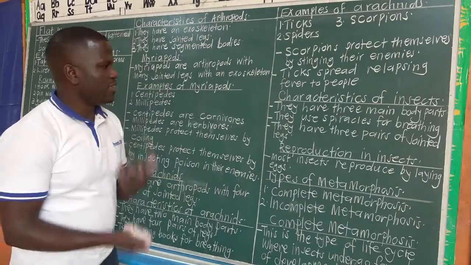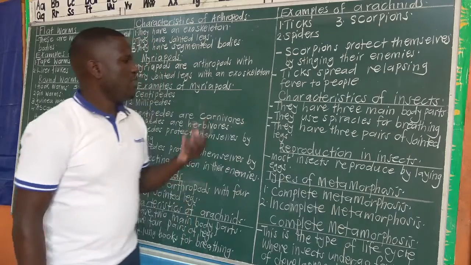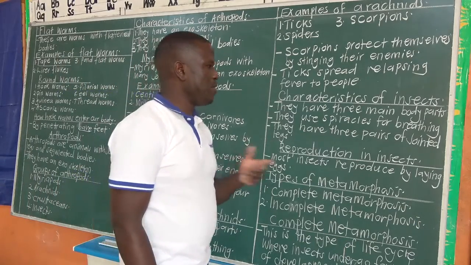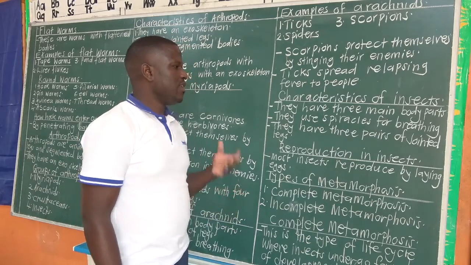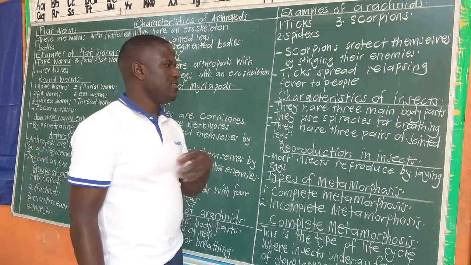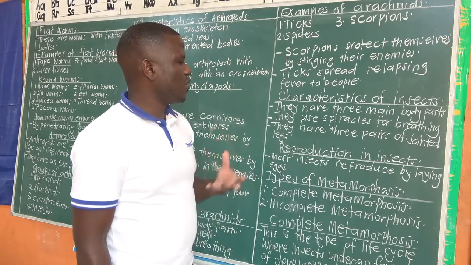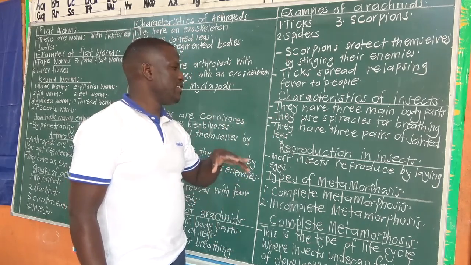Then next we look at insects. Characteristics of insects. We have they have 3 main body parts. Insects have 3 main body parts. They have the head, the thorax, and the abdomen. Those are the 3 main body parts of an insect.